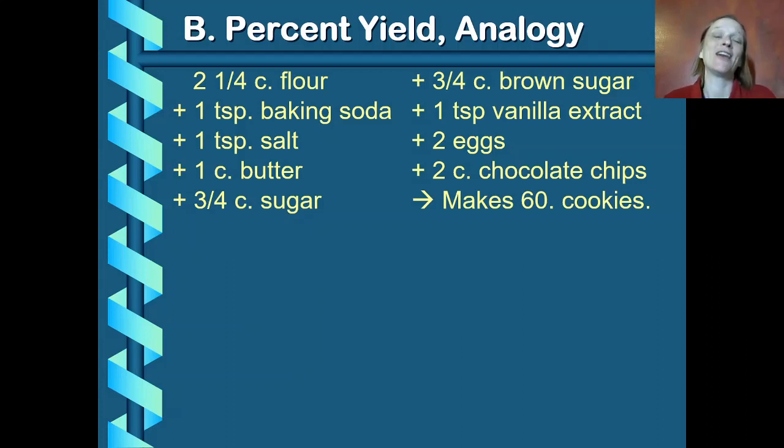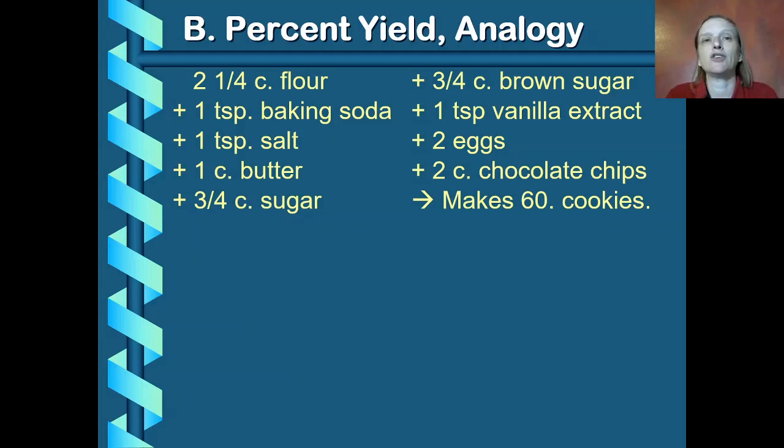Hi folks. The next thing we're going to learn about is percent yield. Percent yield is important in industry because it gives chemists a way to compare two different processes, maybe two different ways to make the same substance, and they can compare which method does a better job of producing the chemical that they're trying to manufacture.